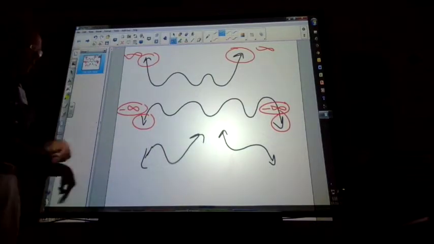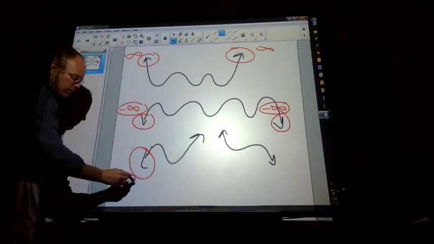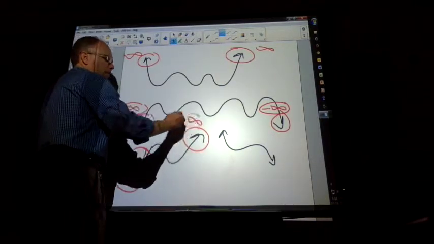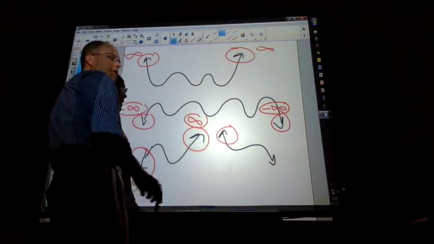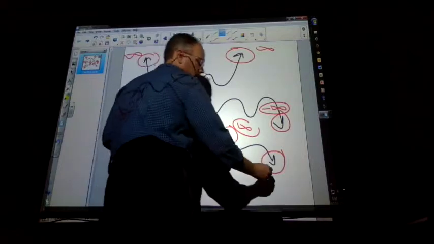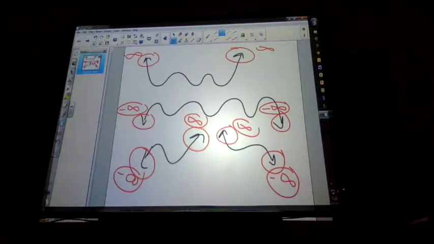Okay, what about this one? Where is this going right here? Negative infinity. And where's this one going? Positive infinity. What about this one? Where's this going? Positive infinity. Where's this going? Okay. So right now we're not too concerned about the stuff in the middle of the graph. We're just concerned where the end behavior is going.